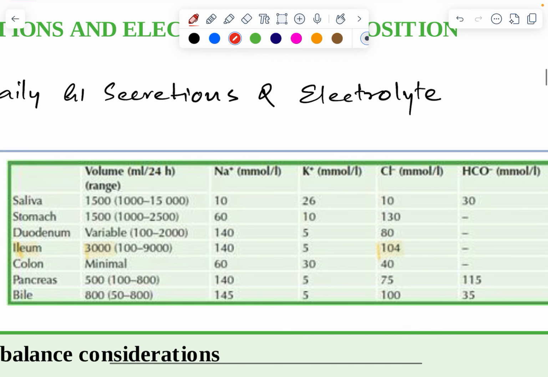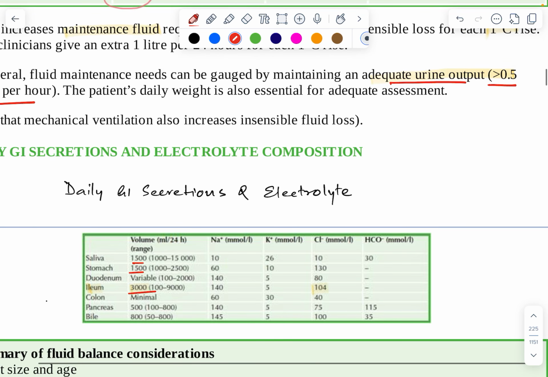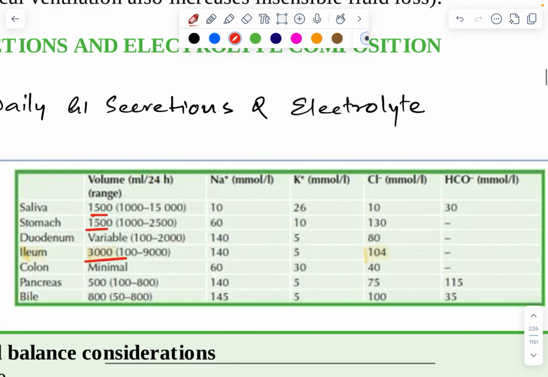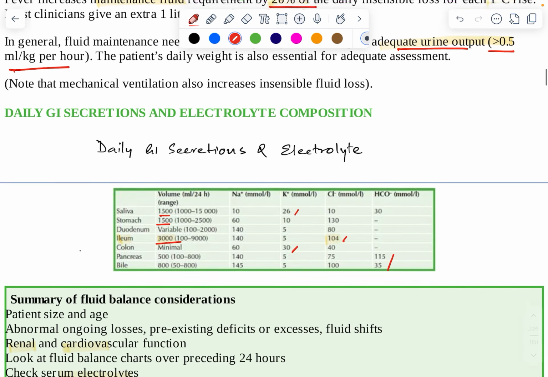Daily GI secretions, if you measure: saliva is 1500 ml, stomach 1500 ml, duodenum and ileum 3 liters, colon and bile less. So maximum potassium is secreted in the colon as well as in saliva, maximum chloride from the stomach, and bicarbonate is lost from the pancreas and bile.